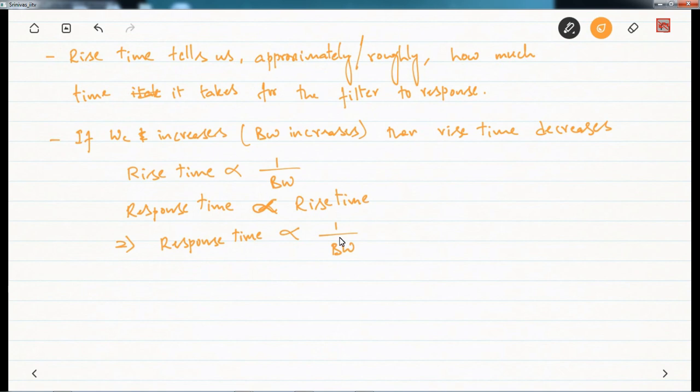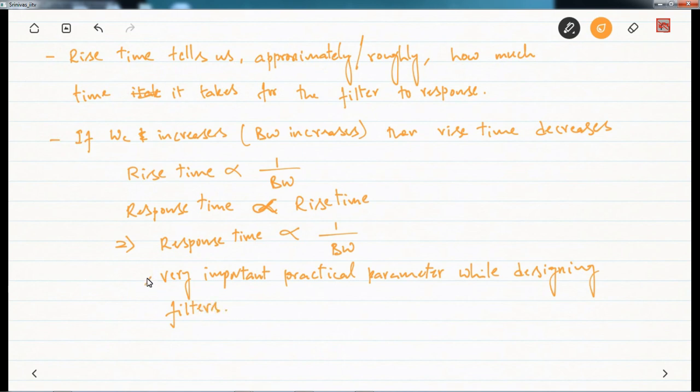So this is one of the very, very important practical parameters while designing filters, right? Okay.